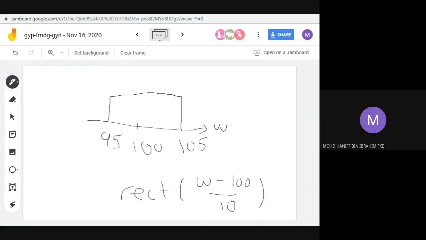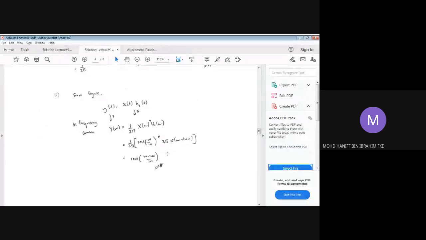Let's have a look at this answer straight away. This is the case that I mentioned just now. You have 1 over 2 pi. Remember, here omega is 2 pi delta omega, so it will cancel out. When we convolve these two signals, as I sketched in the Jamboard just now, you get rectangular omega minus 100 divided by 10. So we simply substitute omega with omega minus 100. That should be the answer for Y omega. Any question on this so far? Hopefully it's clear, on the convolution properties based on this example.